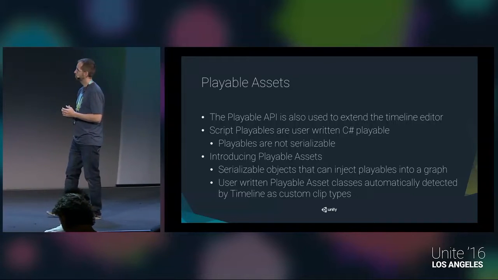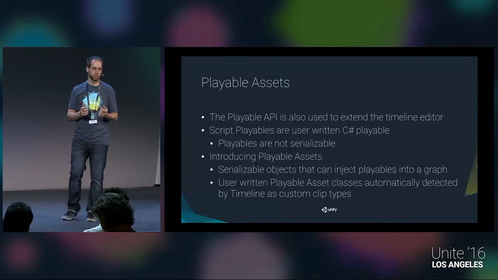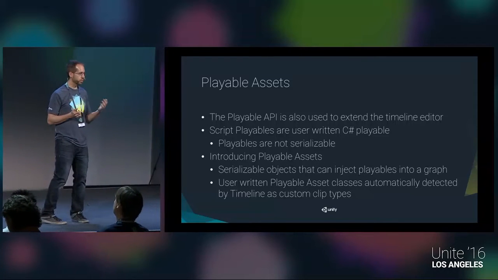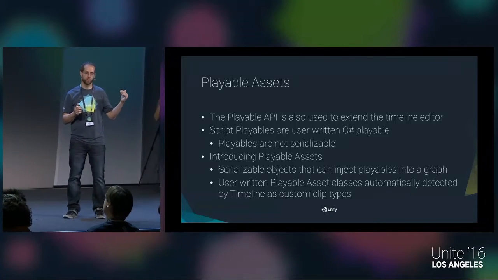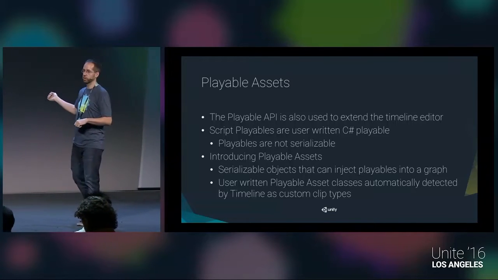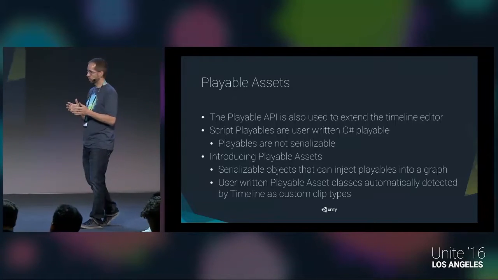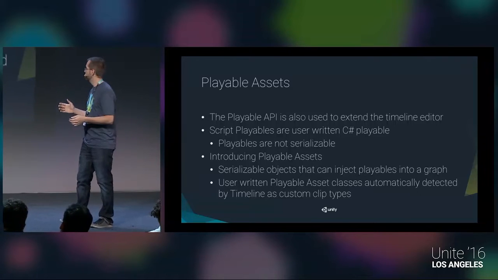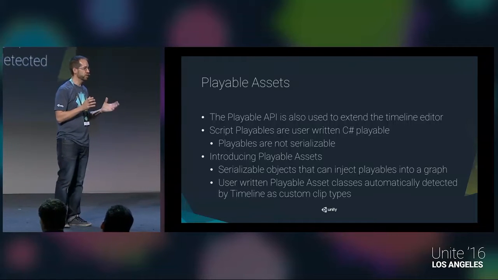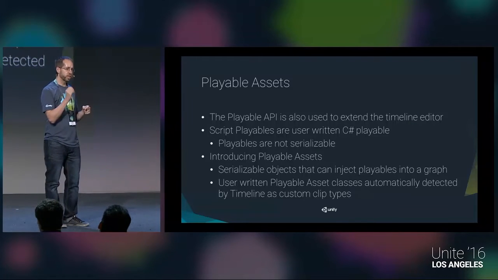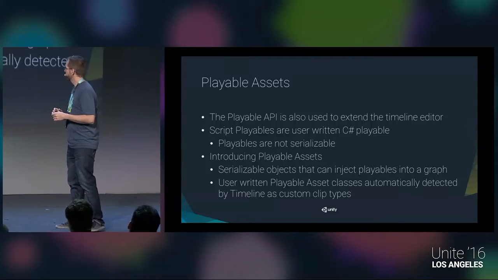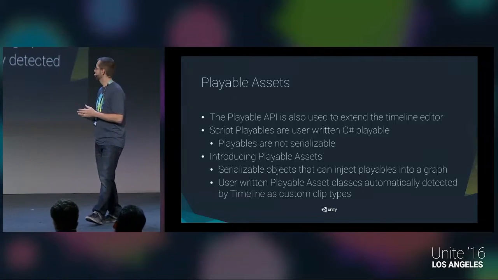Right? But the problem is playables are not serializable objects. They're meant to be small, efficient, reproducible. If you think about it, you can apply an animator controller to 4 or 5 different guys, and they will each generate their own graph. So we want to have the same concept. So our serializable objects, our playable assets, are simply serializable objects who just inject playables into their graph, right? And they're fairly trivial.